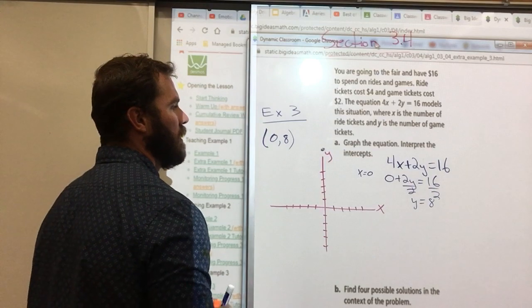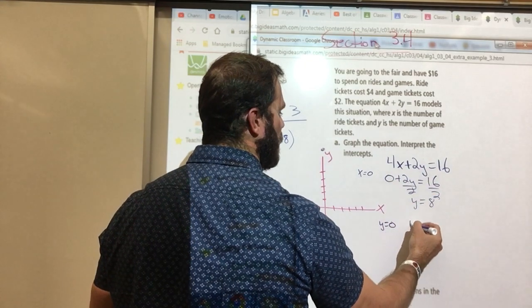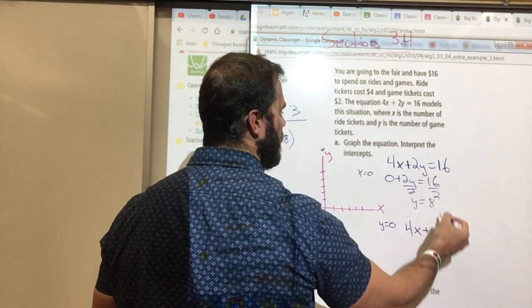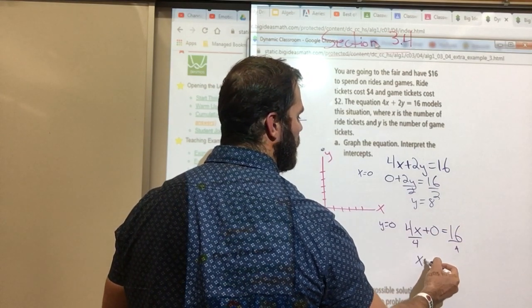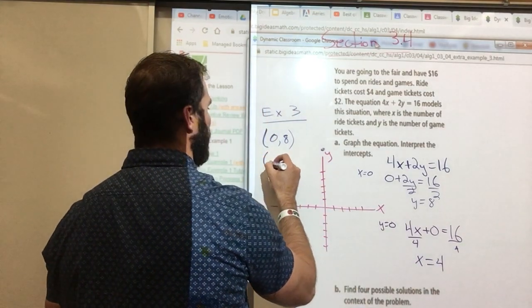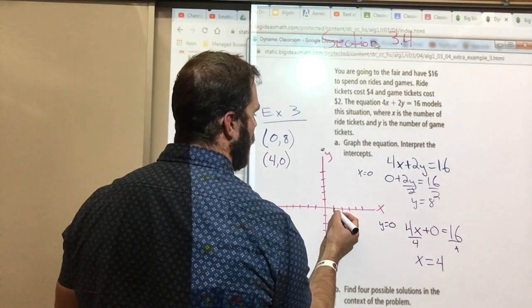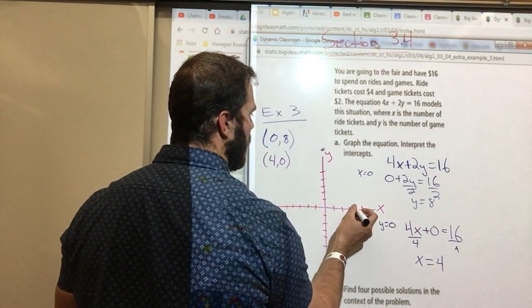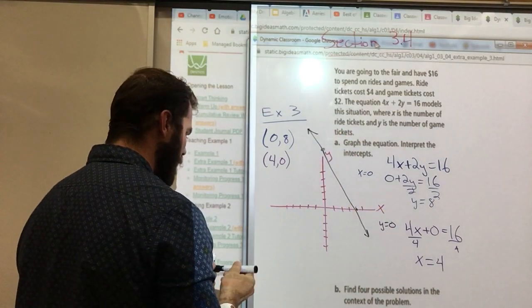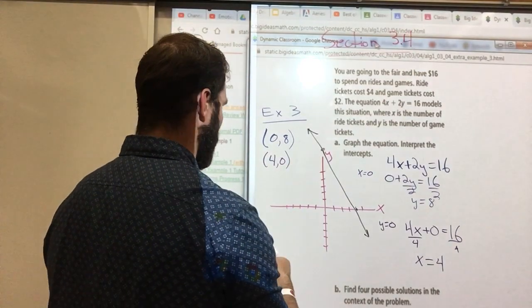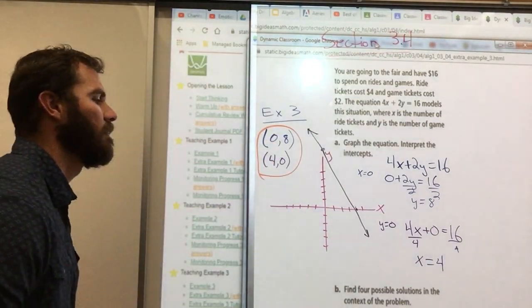Now, let's make y equals 0 and we'll solve. So we get 4x plus 2 times 0 is 0, 16. Divide by 4, x equals 4. So our next point, 4, 0. 1, 2, 3, 4 on the x, 0 on the y. And then I can graph that. There's my graph, and these are my intercepts. So I could circle that to show my answer for my intercepts.